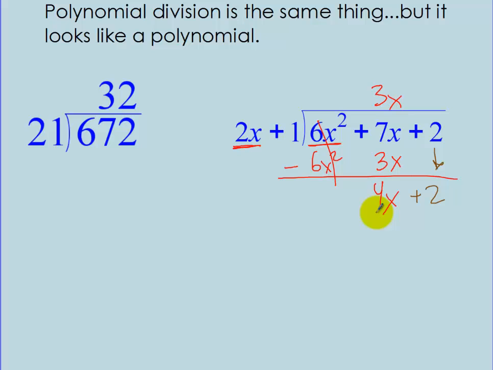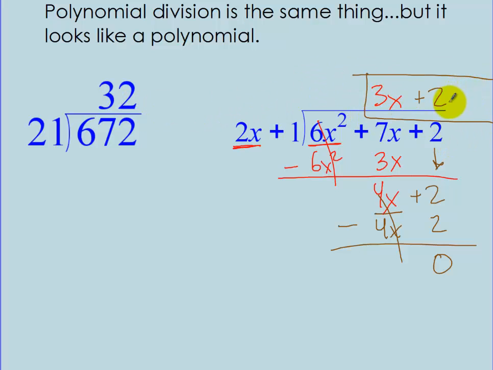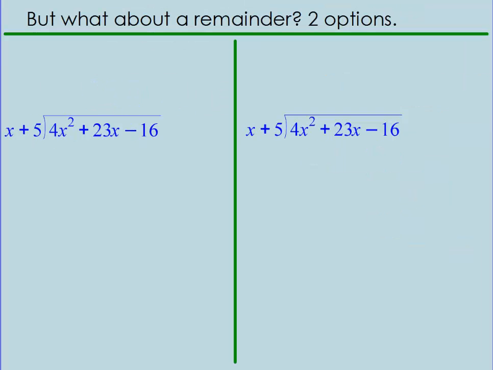How many times does 2x go into 4x? Or 2x times what is 4x? Well, that's going to be 2, so plus 2. 2 times 2x is 4x, 2 times 1 is 2, and you're subtracting the bottoms. Those cancel out to 0, and 2 minus 2 is also 0. So instead of getting 32, I got an answer of 3x plus 2. It's a very similar algorithm.